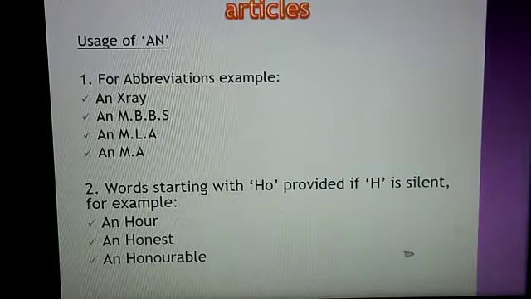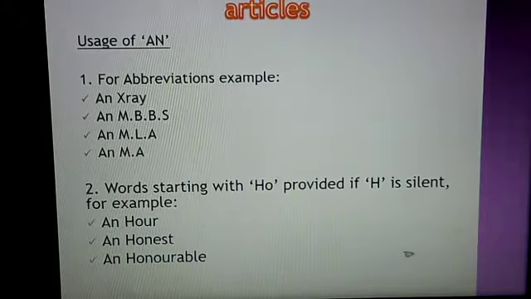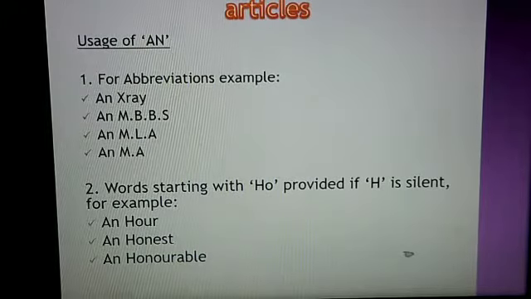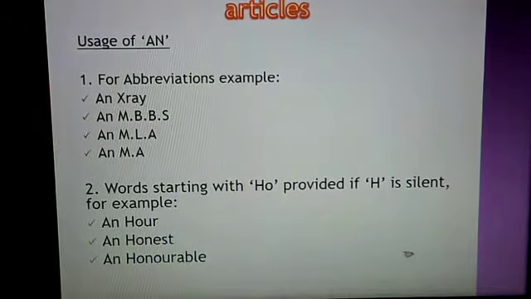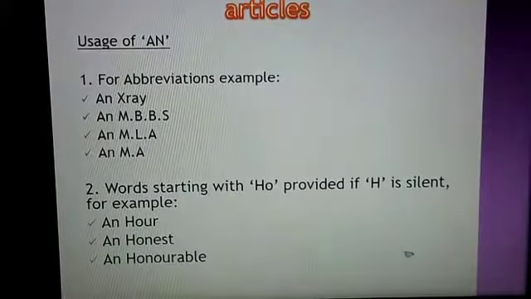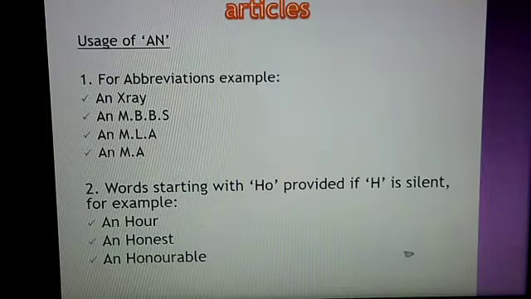Usage of "an". For all abbreviations we use "an". For example, an X-ray, an MBBS, an MLA, an MA. But if you split and write, it will not take "an". Secondly, words starting with HO, provided the H is silent only. You have been using this one, an hour. H you should not pronounce. An honest, an honorable man.